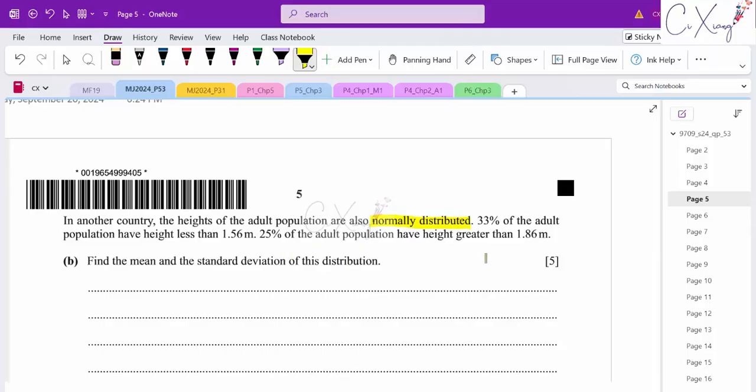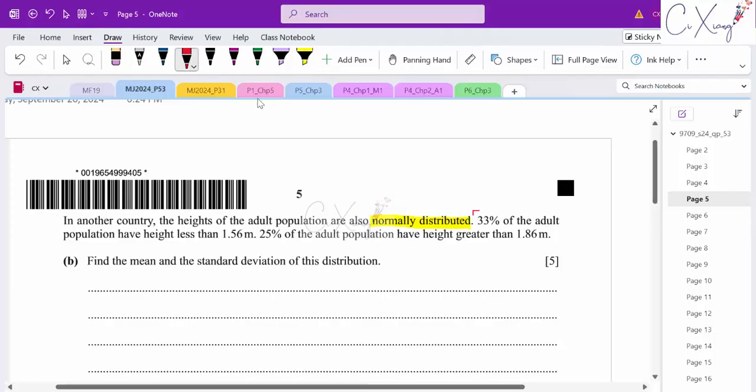For this question, if you observe, they didn't provide us with the value of the mean or the standard deviation. Therefore, we have to use the information provided in the question to get them. The first information is this one: 33% of the adult population have height less than 1.56. Translated into a symbol, the probability that the height is less than 1.56 equals 33%, so I convert it into the probability, which is 0.33.